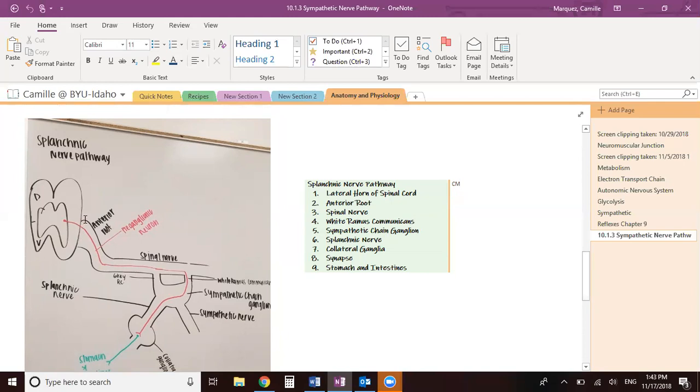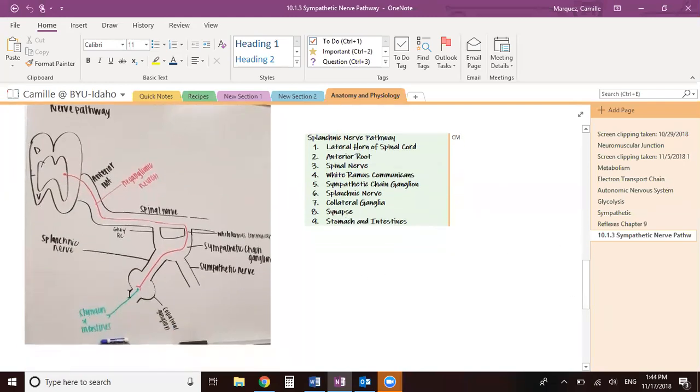But the splanchnic nerve is going to follow that same starting pattern: we start in the lateral horn, we go down the anterior root, through the spinal nerve, through the white ramus communicans. But instead of synapsing in the sympathetic chain ganglion, we are going to continue down the splanchnic nerve until we hit the collateral ganglia, where it will then synapse with the postganglionic neuron, and the postganglionic neuron will continue to your stomach and your intestines. So that is the splanchnic nerve.